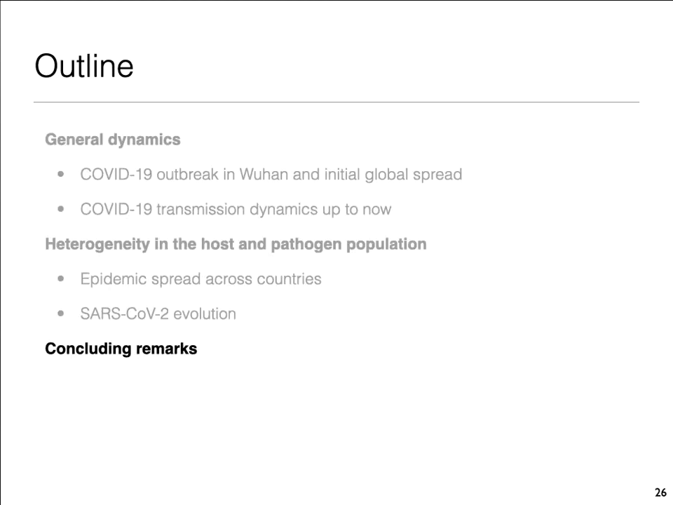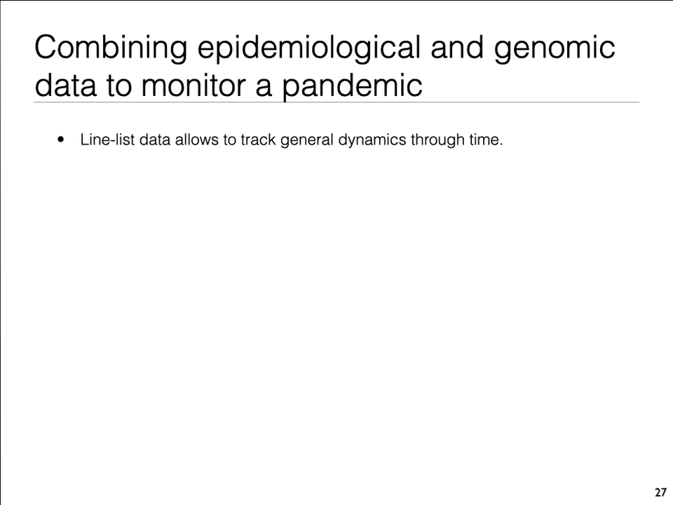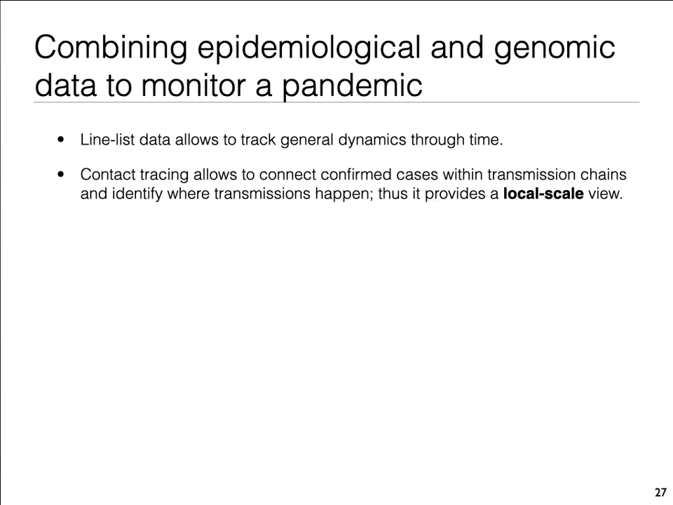I will now conclude with some final remarks. With this talk, my aim was to show you that combining epidemiological and genomic data is required to monitor a pandemic. First, line-list data like the confirmed cases give us an overview of how the pathogen is spreading in general through, for example, the reproductive number. Contact tracing data then allows us to obtain a local scale view of who infected whom.